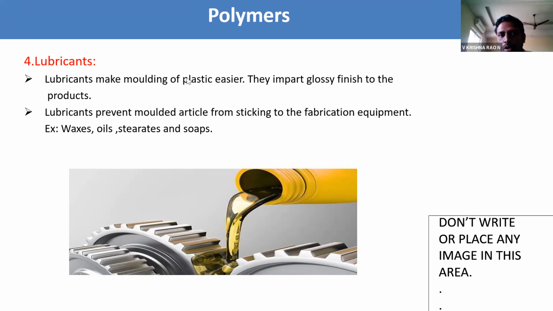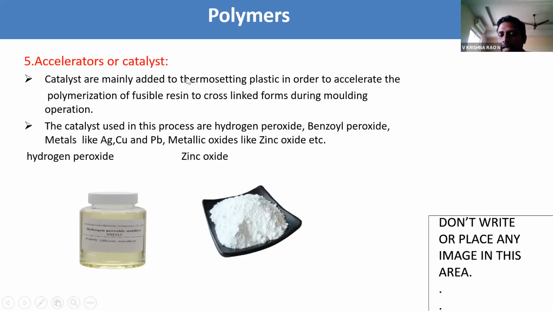Next, coming to accelerators or catalysts. These are mainly added to thermosetting plastics. These catalysts or accelerators are added to thermosetting plastics in order to accelerate the polymerization of fusible resin to cross-linked form during the molding operation.